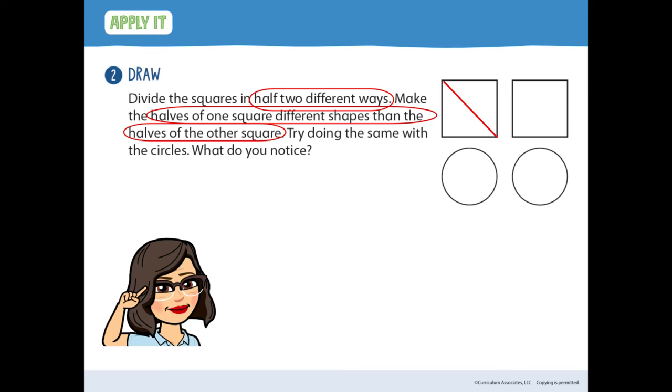And then you're going to tell me, what do you notice? Go grab a stuffed animal or go over to your dog. And I want you to tell your dog or your stuffed animal or your cat or your goldfish, what do you notice about the two different shapes? Pause this video, please.